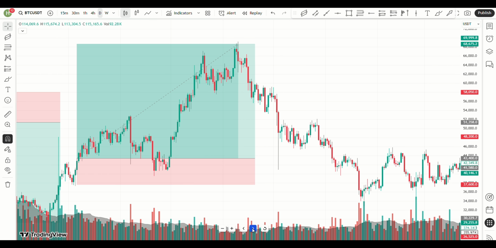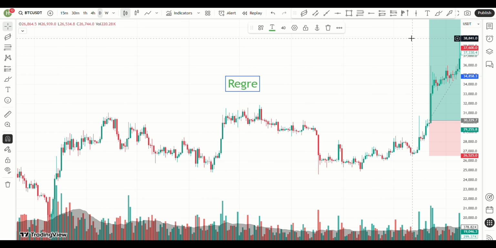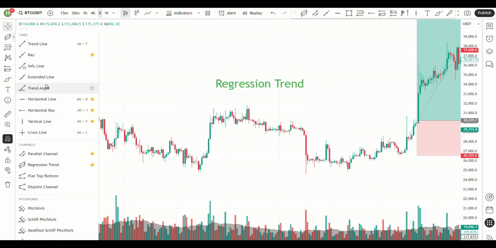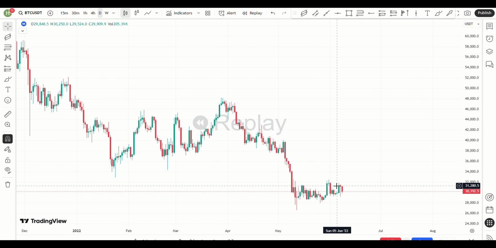That tool is regression trend. You will find this tool here. Now this one, regression trend. Look, here is a ranging market. We can see, here is a ranging market. No momentum candlesticks or no breakouts.